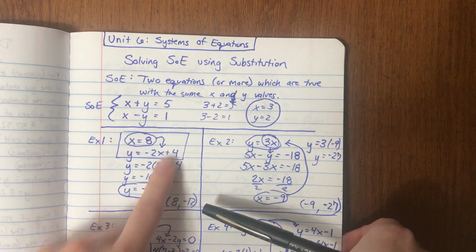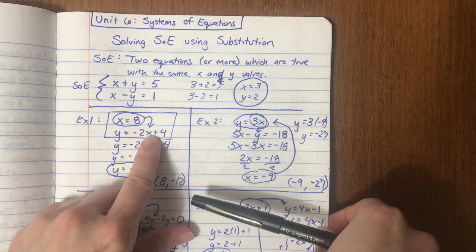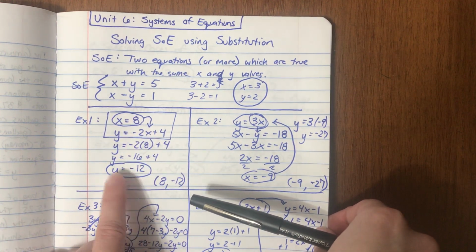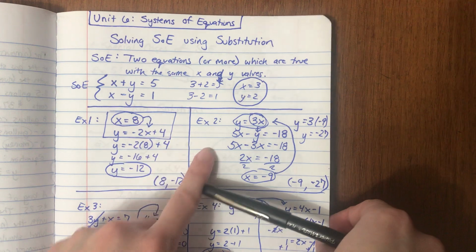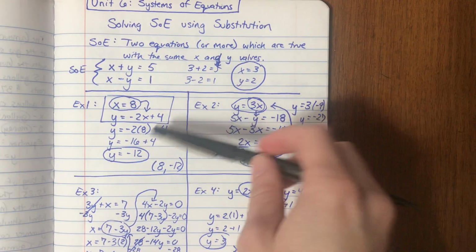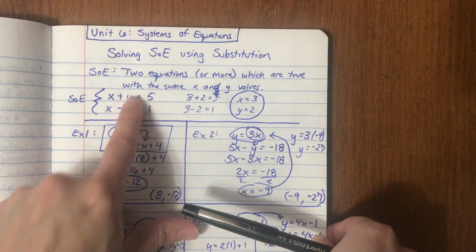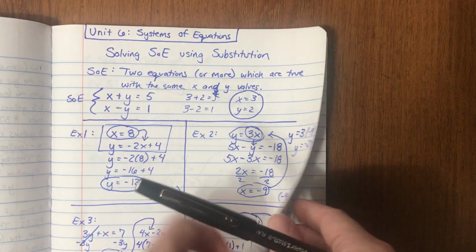That's what we did last week, where we solved one of the equations for one of the variables, plugged it in, solved for one of the missing variables, and then back substituted in order to get the values of x and y. Remember, our goal last week was to find out what the values of x or y are. That's what we mean when we're talking about solving a system of equations.